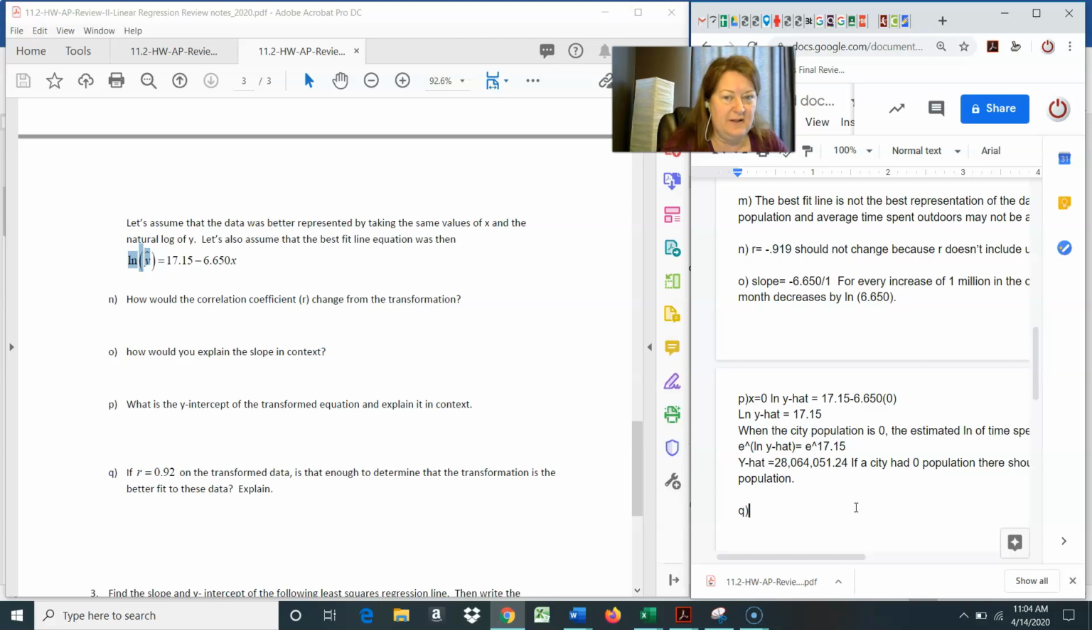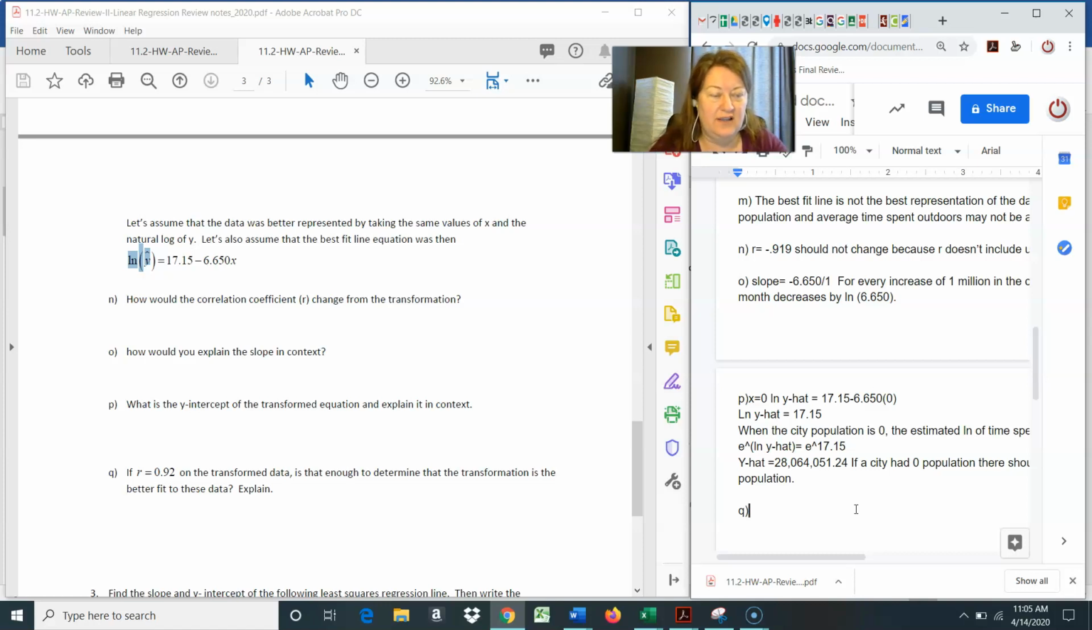Well, remember that in order to determine if a transformation is a better fit, we would really want to look at not only did the R value increase, but did the residual plot now no longer have a pattern to it. Okay, so the biggest thing here is not whatever the R value is, right? When I looked at the original, it didn't look linear. Now that I've transformed it, the residual no longer has a pattern. Now it's a better fit, okay?